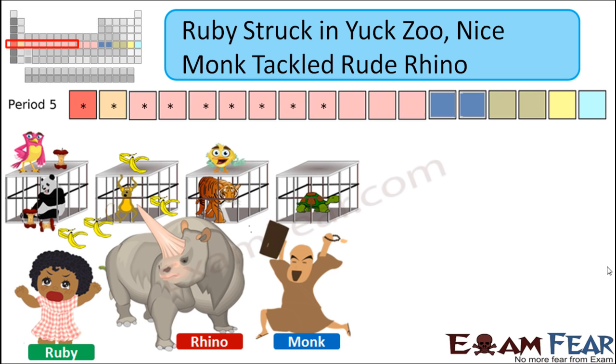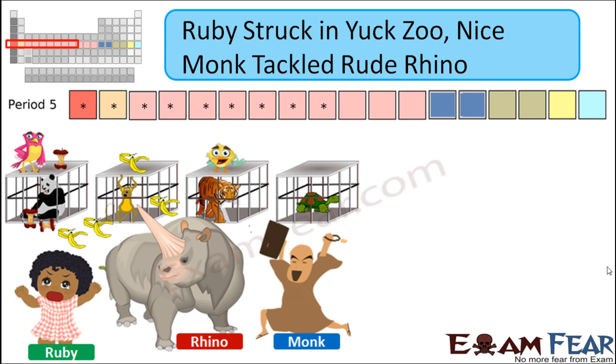Moving on to period 5. Again, we have divided period 5 into 2 halves. So right now we will focus only on the first half. So what do we see here? We see that it's a zoo where we have a lot of animals, but at the same time there are a lot of dirt and dust littered around. So it's kind of a dirty zoo.